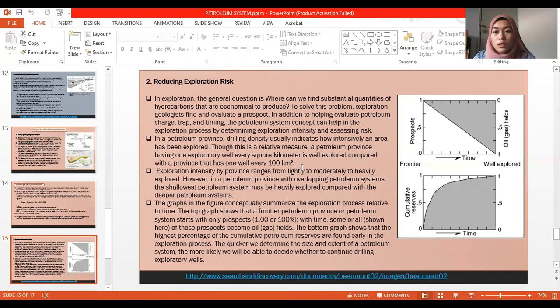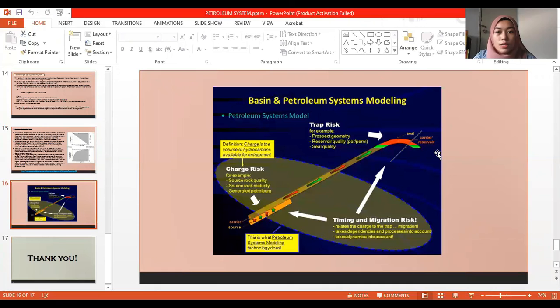Then second, the petroleum system concept is also applied in reducing exploration risk. There is some problem in exploration risk, so to solve the problem, exploration geologists find and evaluate prospects. In addition to helping evaluate petroleum charge, trap, and timing, the petroleum system can help in the exploration process by determining exploration intensity and existing risk. So this is the graph to show how the petroleum system helps in exploration. So this is the basin and petroleum system modeling.